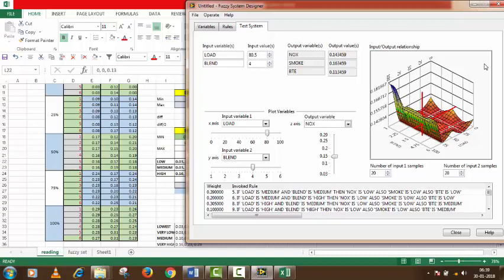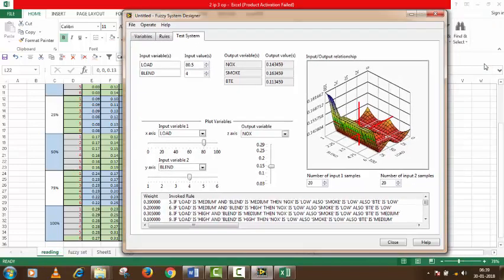Which is not possible otherwise. For example, sir, for one load and blend, I want to predict the performance, but it is not possible in the engine. What can I do? If you develop a model like this, we can predict the n number of things within this range which is not possible from the experimental setup. So that is the advantage of this.